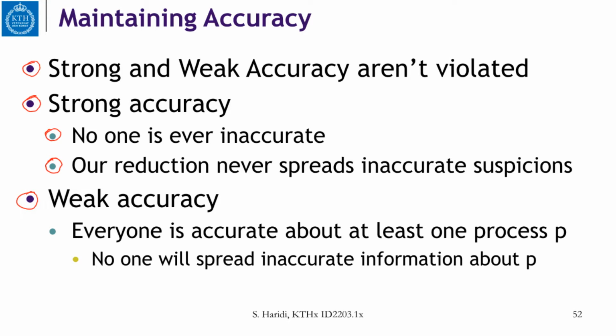Everyone is accurate about at least one process, because weak accuracy says there is one correct process that cannot be suspected by all processes. So everyone is accurate about at least one process. Therefore, no one will spread inaccurate information about that specific correct process. Thus, if the failure detector is strongly accurate or weakly accurate, these properties are maintained.